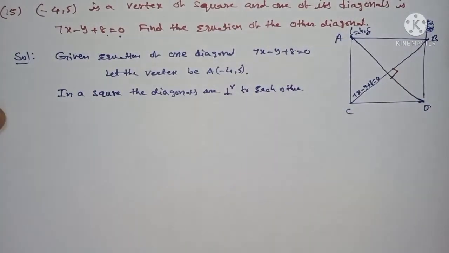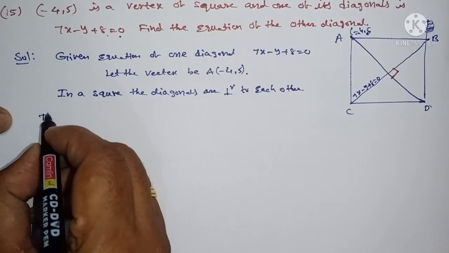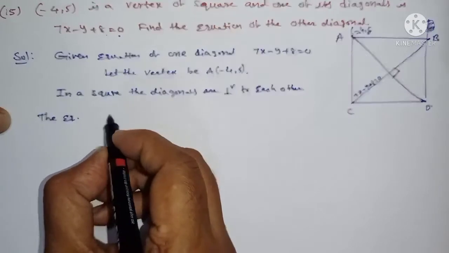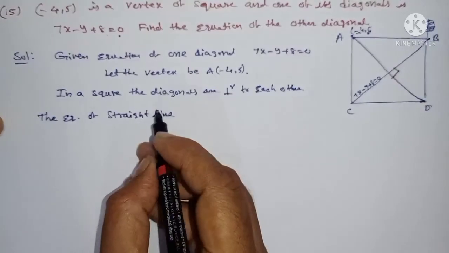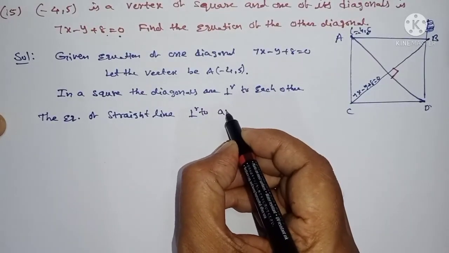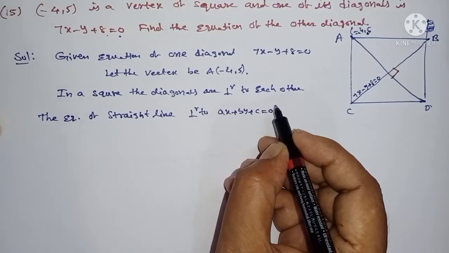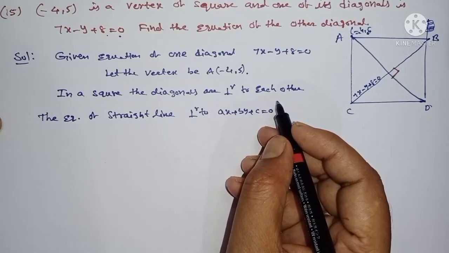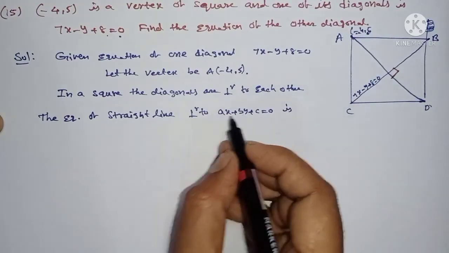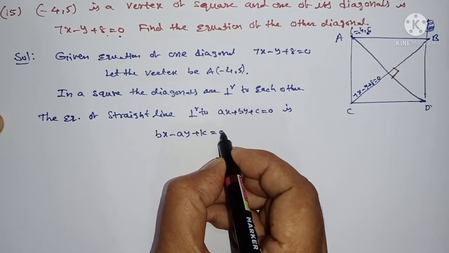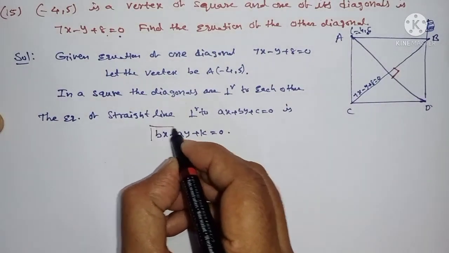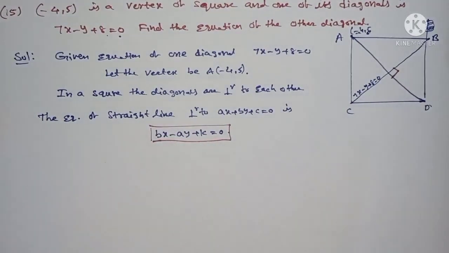Perpendicular to each other. We have the formula: the equation of the straight line perpendicular to ax plus by plus c is equal to 0 is, by interchanging the coefficients, bx minus ay plus k is equal to 0. You can find the k value here. So the equation perpendicular to ax plus by plus c is equal to 0 is bx minus ay plus k is equal to 0.